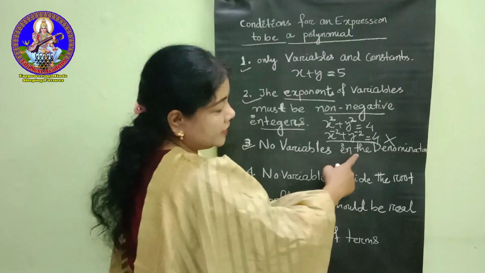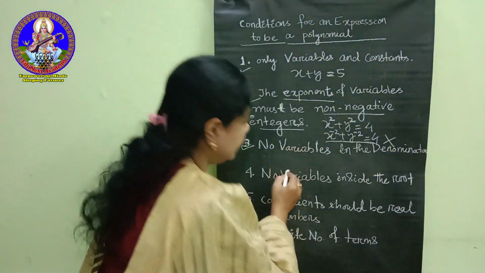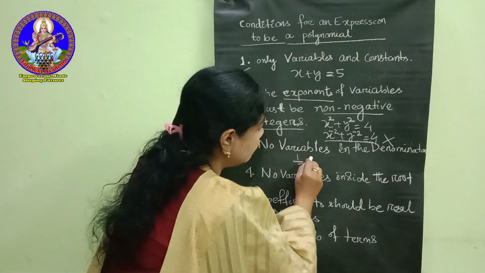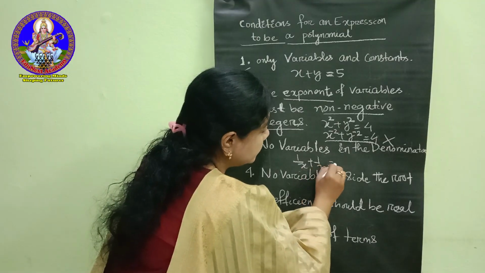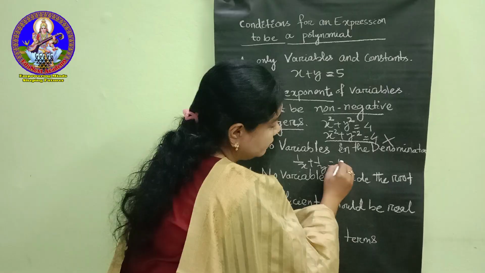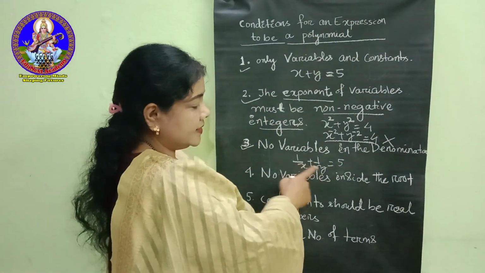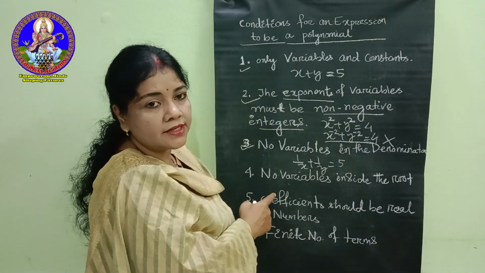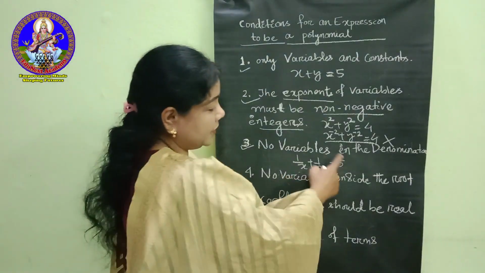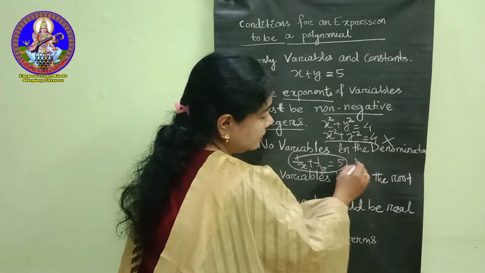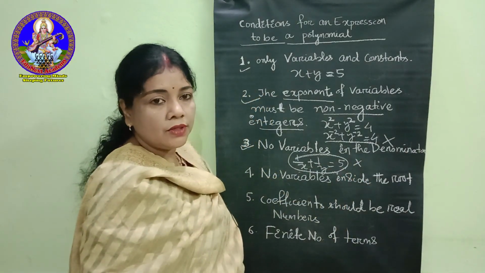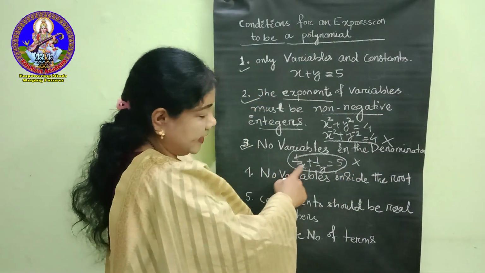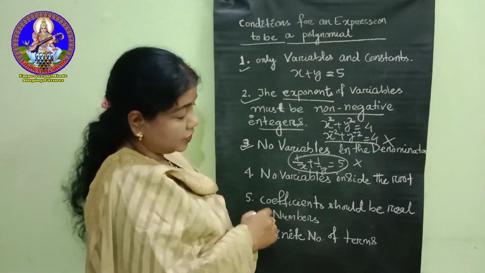Third condition is no variables should be present in the denominator. If I write 1 by x plus 1 by y is equal to, for example, 5, here x and y both are variables, and they are present in the denominator. This particular expression does not come under a polynomial because the variables are present in the denominator.